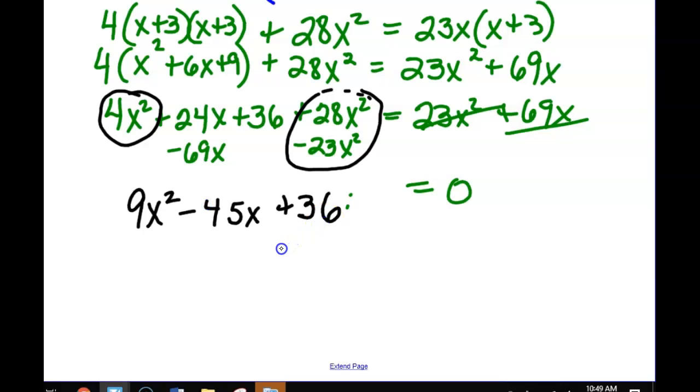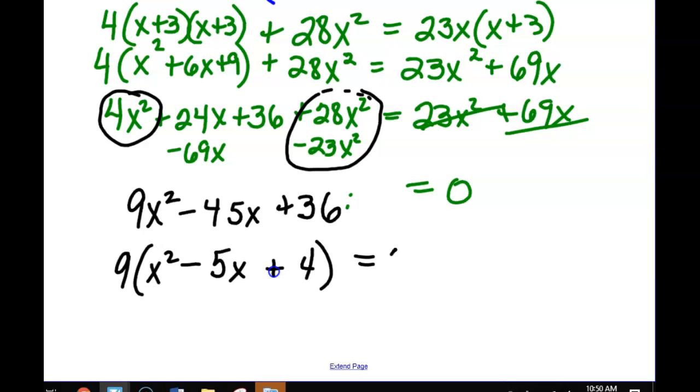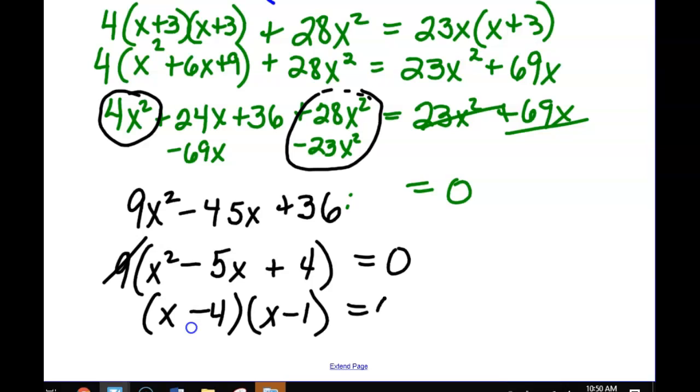Guess what we can do? Take out a 9. X squared minus 5x plus 4. Now, can 9 equal 0? No, so we can throw that out. It's not going to be one of the zeros. This factors x minus 4 and x minus 1. So we get x equals 4 or 1.